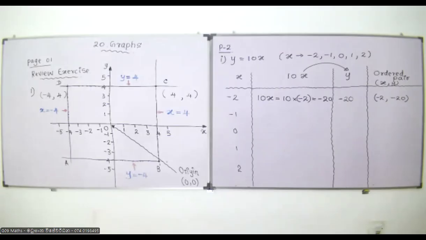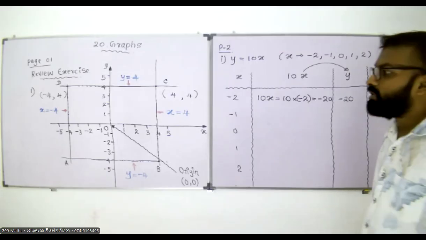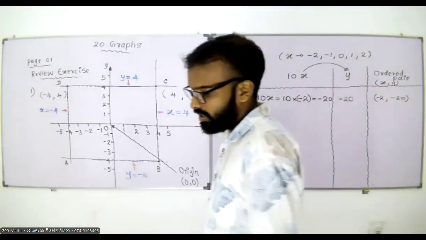Then do the second table the same way. Y equals minus 3x. Please fill that. I'll let you know how to do it.